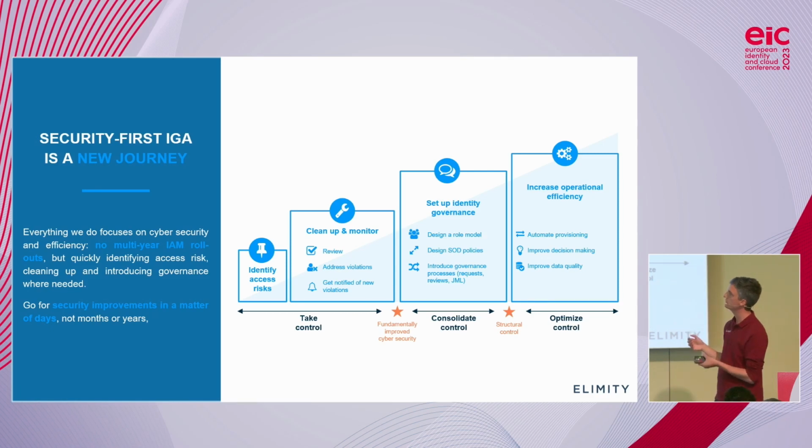We do this completely to enable what we call a security-first IGA journey. This really focuses on helping an organization identify access risks as soon as possible with as little effort as possible. So from a cybersecurity point of view, then clean it up and go towards a fundamentally improved cybersecurity posture. And then this approach focuses on your cybersecurity return on investment first.